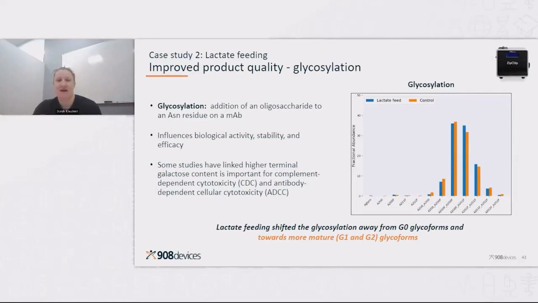All right, and then we have, again, our glycosylation. And a similar trend as we saw before, we're getting more towards those mature G1 and G2 glycoforms and away from the G0 glycoforms. A little bit less dramatic here, but still a step in the right direction. And this will definitely be something that'll be interesting to keep an eye on when we repeat the experiment with a little bit better matching growth profiles.